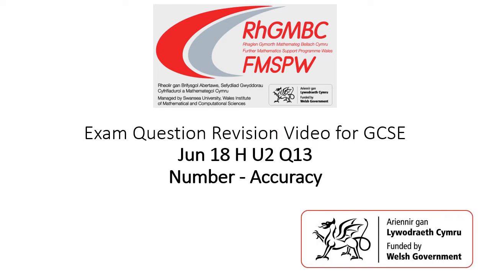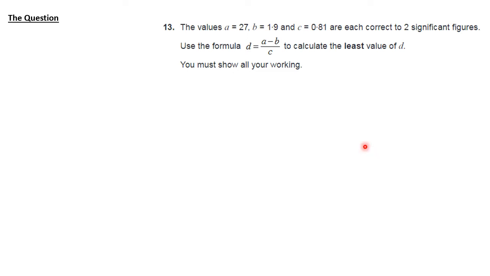Revision video for GCSE June 2018, the higher tier Unit 2, and it's question 13, and it's all about rounding and significant figures. So here's our question. We're not going to look at that too much to start with.